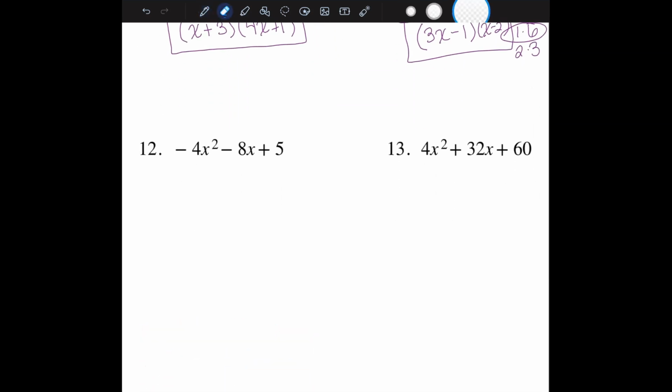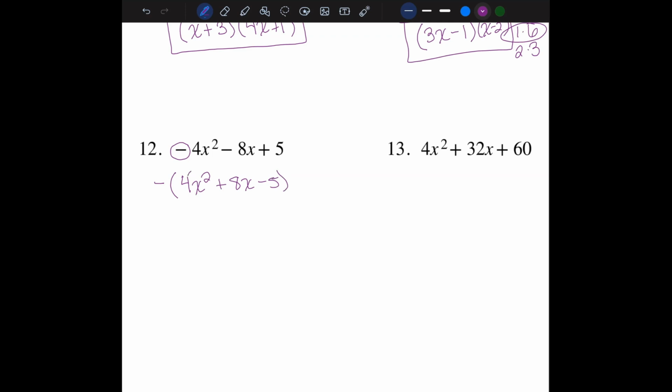All right. Now, number 12. I don't have a common factor. However, I do have this negative in the front, and we don't like that. So we're going to divide everything by negative 1. So negative 4x squared divided by negative 1 is 4x squared. Negative 8x divided by negative 1 is positive 8x. 5 divided by negative 1 is negative 5. It essentially just changes the sign of everything, but we need that negative out front.